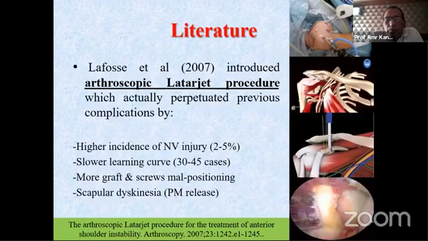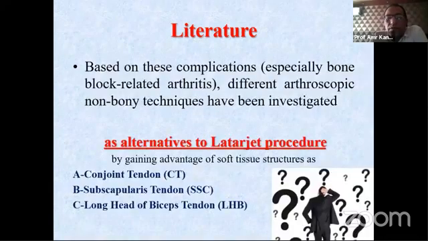In order to overcome these complications, Lafosse et al. introduced the arthroscopic Latarjet procedure, which actually perpetuated previous complications by a higher incidence of new neurovascular injury, a slower learning curve, more graft and screw malpositioning, and scapular dyskinesia. Based on these complications, especially bone block-related arthritis, different arthroscopic non-bony techniques have been investigated as alternatives to Latarjet procedures by taking advantage of soft tissue structures such as the conjoint tendon, subscapularis, and the long head of biceps.